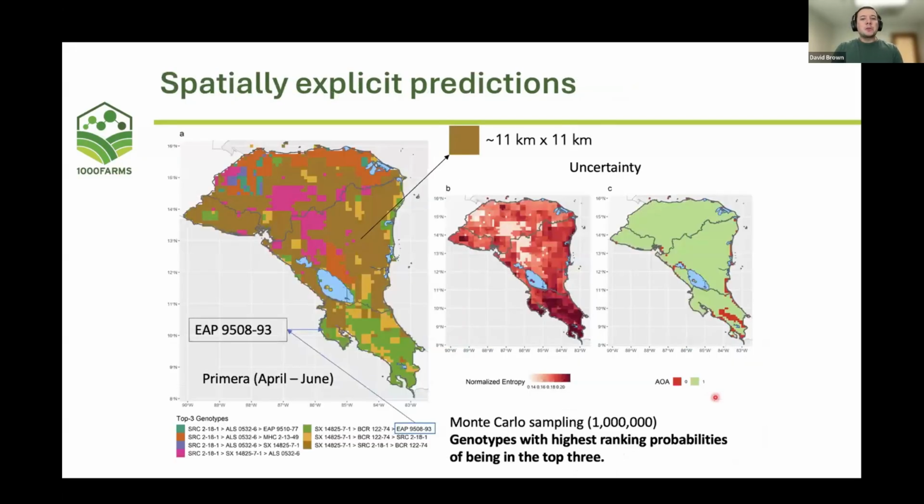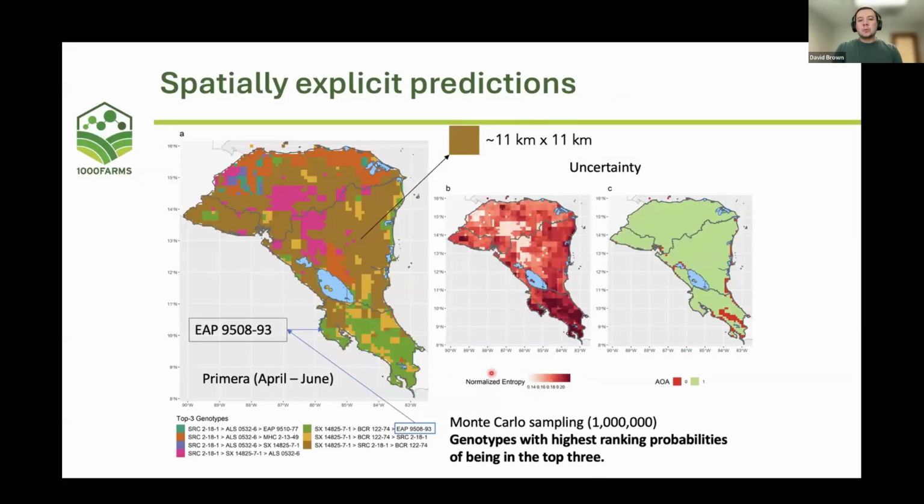So when we go to the spatially explicit predictions, those are predictions at the pixel level, in this case 11 by 11 kilometers. We see that same variety, which was released only in Honduras, seems to perform very well in Costa Rica. Now, what we see here in each pixel is the probability for each variety to be in the top 3 varieties. But we also need to assess the uncertainty.